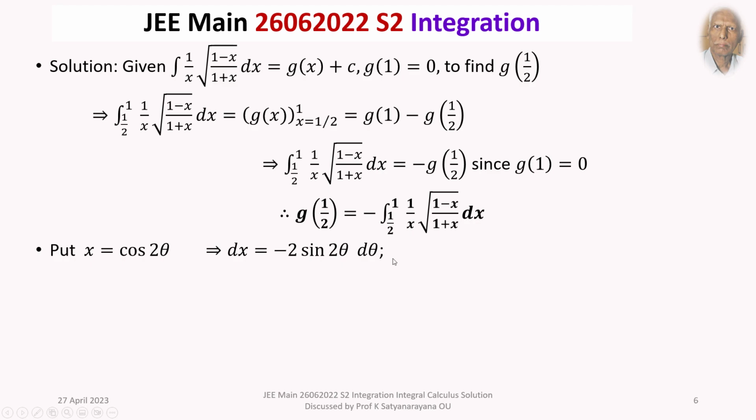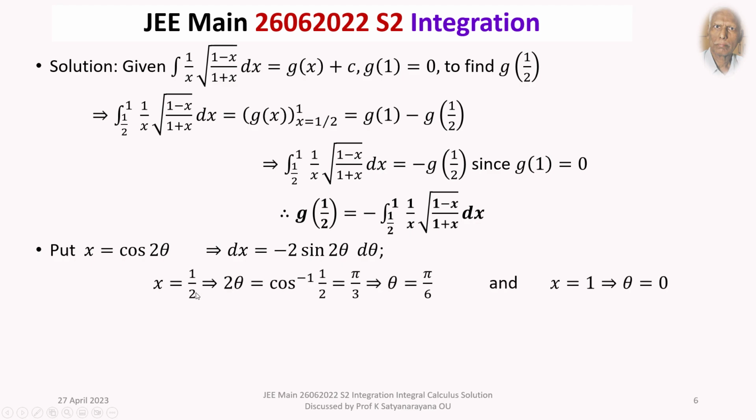Now what happens to the limits? When x is equal to 1 by 2, cos 2 theta will be 1 by 2. So 2 theta will be cos inverse 1 by 2, and cos inverse 1 by 2 is pi by 3. Therefore theta is equal to pi by 6. And when x is equal to 1, cos 2 theta is 1, so 2 theta is cos inverse 1, that is 0. Therefore theta is 0.